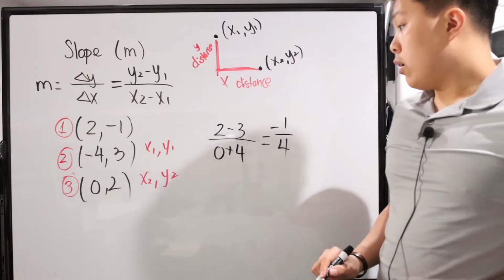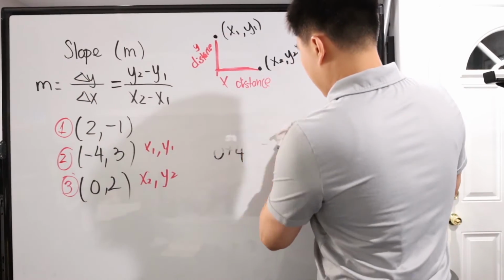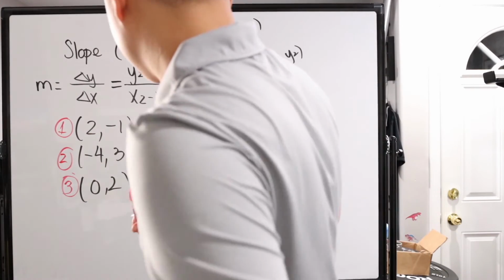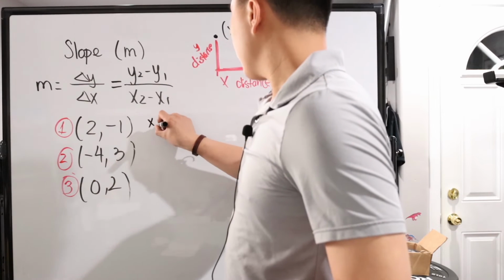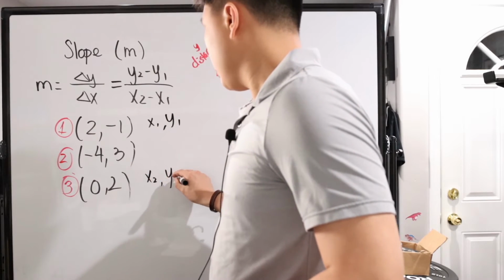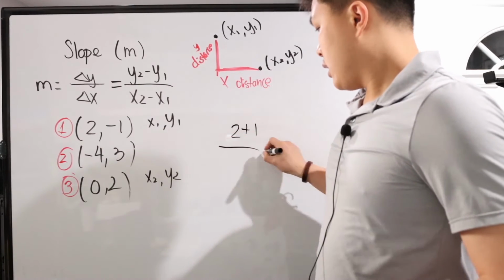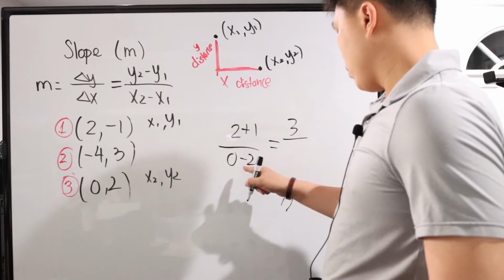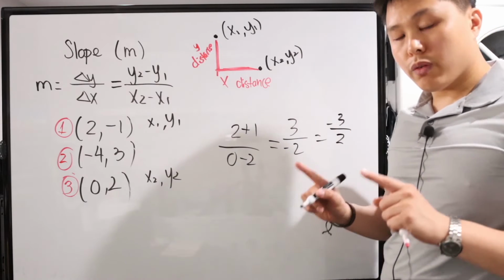Okay? Well, I can do it with 1 and 3. Let's do x1 right here, y1, this is going to be x2, y2. 2 minus minus 1 is going to be 2 plus 1. 0 minus 2 is going to be, well, 0 minus 2. That's going to be 3 over negative 2, or just negative 3 over 2. Okay, so that's how you would find a slope.